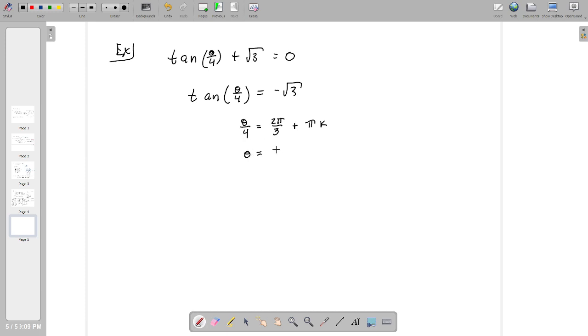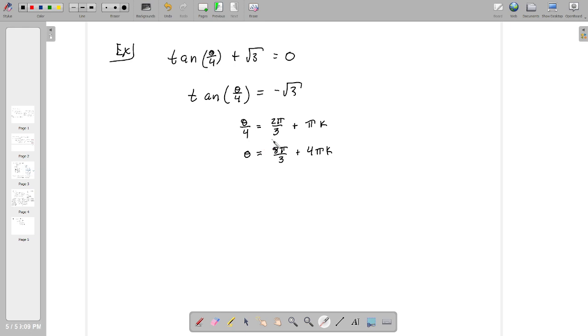So if we multiply the 4 over, we end up with 8 pi over 3 plus 4 pi k. And this will be our solution. Now notice that there are no solutions on the interval 0 to 2 pi. 8 pi over 3 is bigger than 2 pi already. And if we went to the negative version, k is equal to negative 1, we're subtracting an entire 4 pi. That's massive compared to the interval length of 2 pi. So there are no solutions for this particular problem.